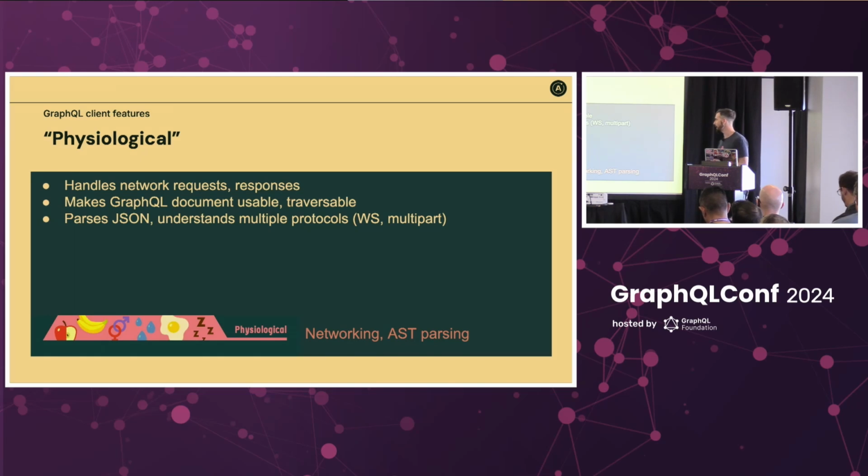So at the bottom of the pyramid is the base stuff. It's the stuff that's closest perhaps to the language or framework or platform that you're working on top of. We're talking about making network requests and handling responses, parsing GraphQL documents, making them into ASTs and things like that, using JSON and understanding multiple protocols. All of those things are built into the pyramid, right? They're the thing upon which all of this stands.